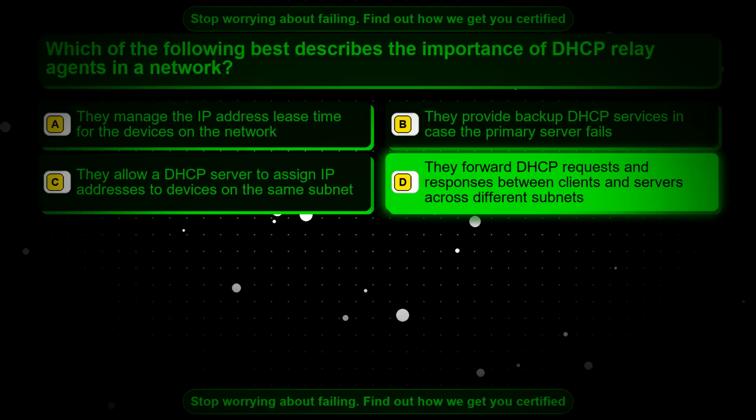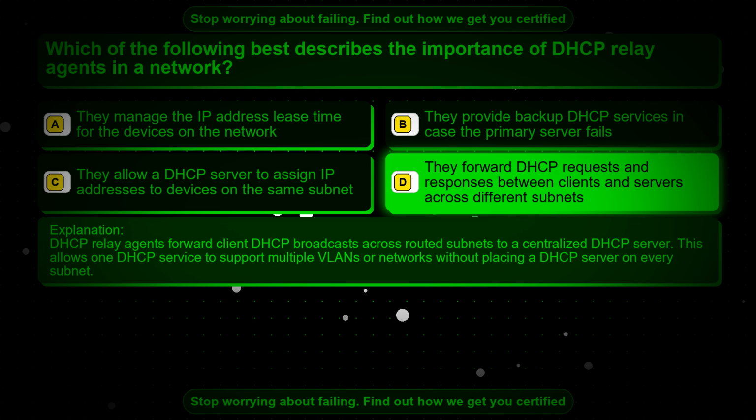The correct answer is option D. They forward DHCP requests and responses between clients and servers across different subnets. DHCP relay agents forward client DHCP broadcasts across routed subnets to a centralized DHCP server. This allows one DHCP service to support multiple VLANs or networks without placing a DHCP server on every subnet.